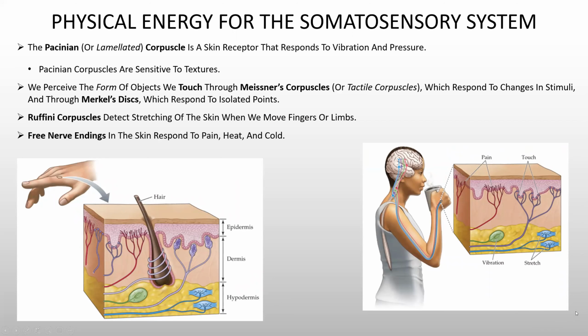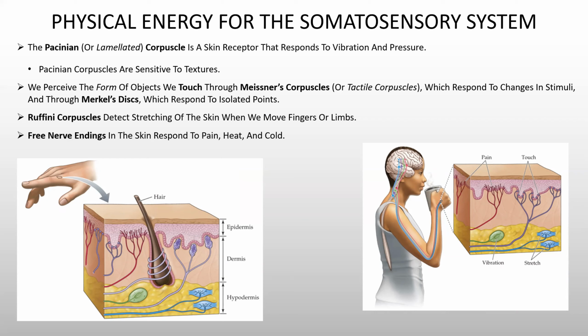Okay, let's talk about the physical energy for the somatosensory system. Okay. So we have Pacinian corpuscles, which are skin receptors that respond to vibration and pressure. You'll see the one there on the right-hand side where it's pointing to vibration. That would be a Pacinian corpuscle. They are also sensitive to textures.